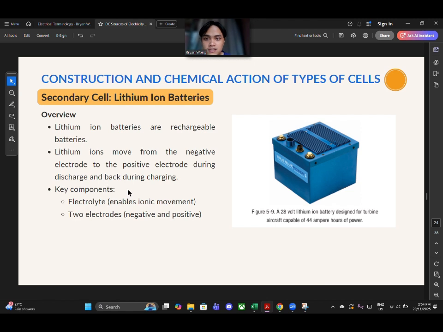The key components of a lithium ion battery are the electrolyte, which enables ionic movement, and the two electrodes, known as negative and positive, also called the anode and cathode.